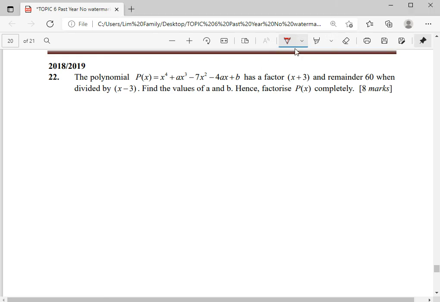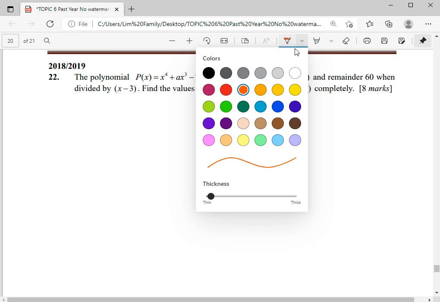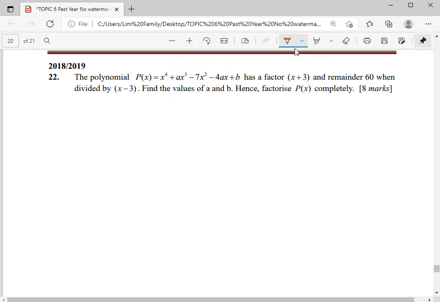So we come out to question 22. We read the question carefully. Your polynomial, x to the power of 4, factor. When you say factor, it means you use this x value. What is the x value here? x equals negative 3.